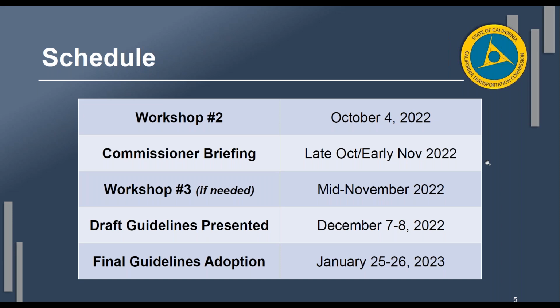At that time, if the commissioners bring up questions or issues that they would like to see addressed in the guidelines, then we will be doing a third workshop, and that'll be about mid-November. We also anticipate presenting our draft guidelines to the commission at our December meeting, and then adopting these guidelines at our January meeting. And I'll just pause here for a second to see if we have any questions regarding the schedule.